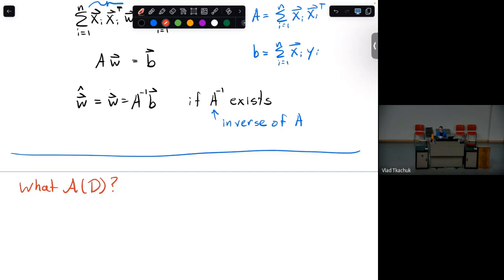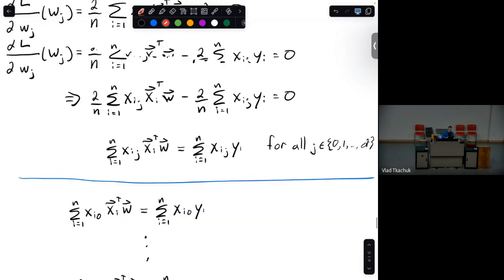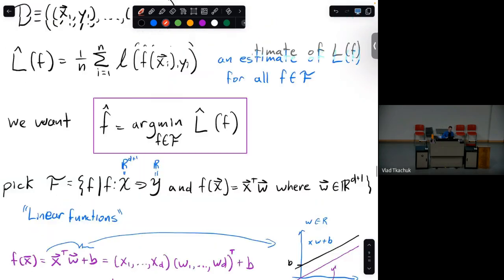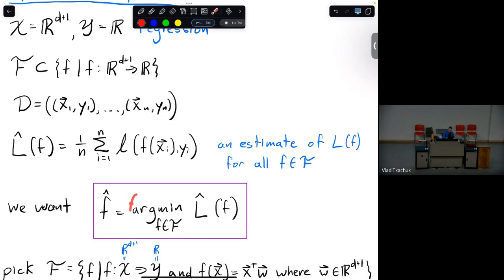So f hat is a function that minimizes the loss function. So yes, f hat is this. It's the thing that minimizes the estimate of the expected loss.